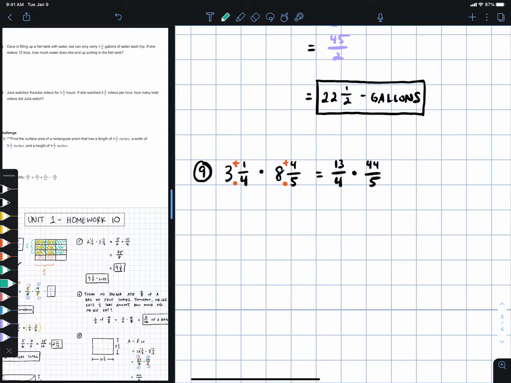Any cross canceling? Yeah, I think so. These two can cross cancel. That's a 1 and that's an 11. If you multiply these two on top and these two on bottom, 13 times 11, that's 143, I think. 143 over 5. Dividing that down, I think it goes in 28 times, so this is going to be 28 and 3/5.